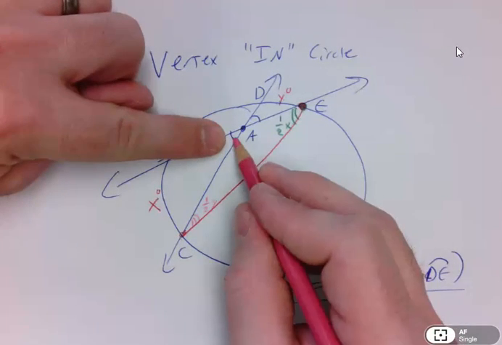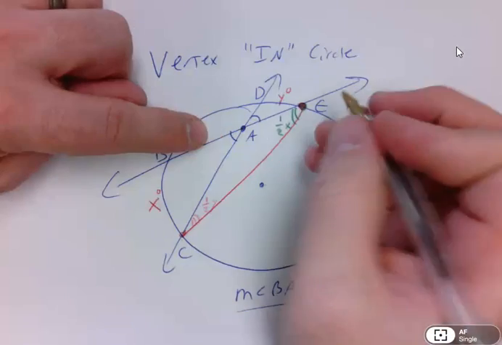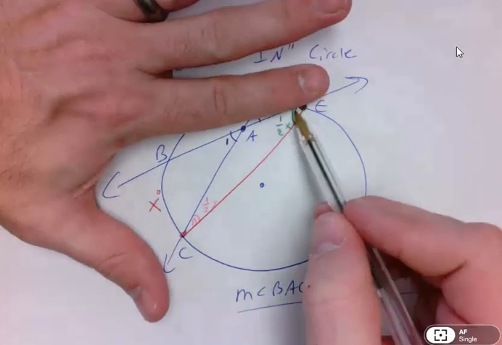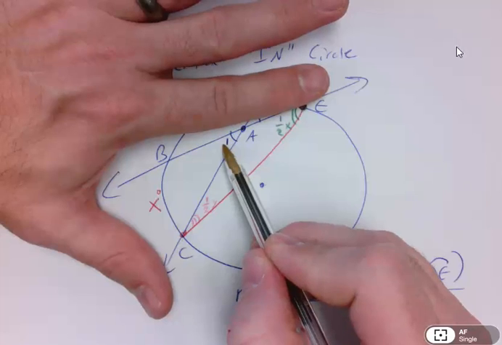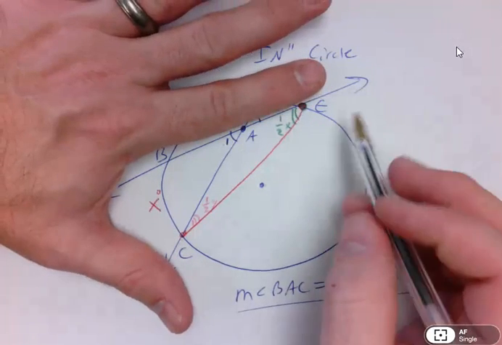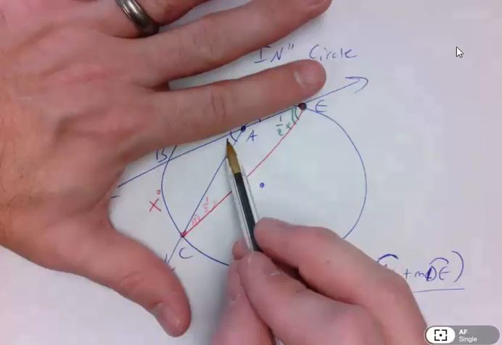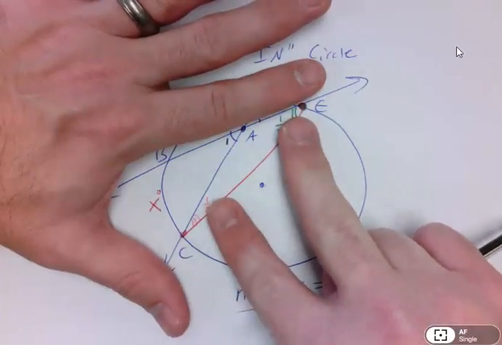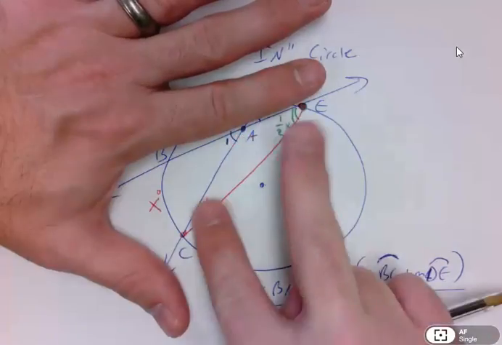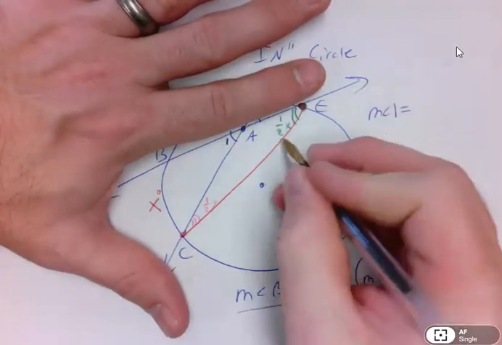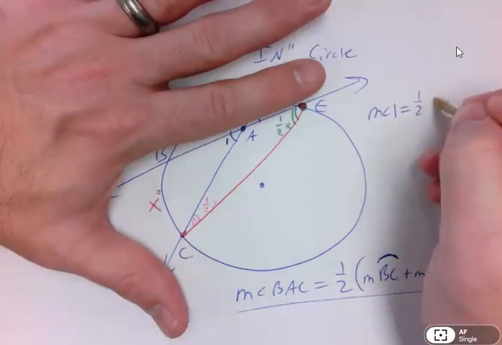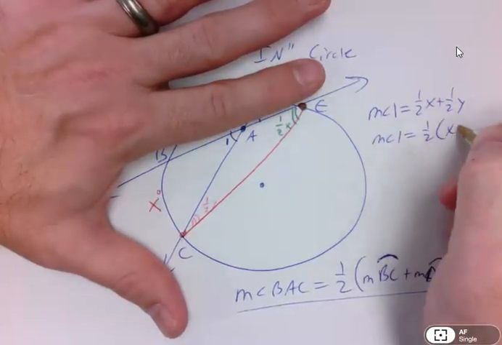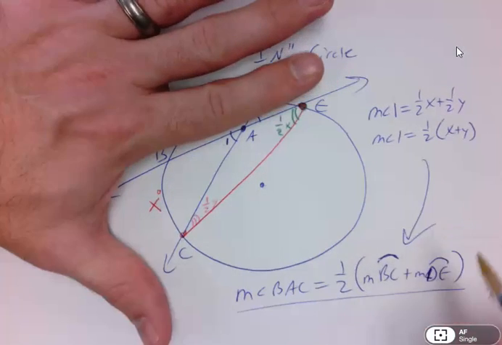Look at this angle here. Let's just call it angle 1, just to make it a little easier. If you look carefully at the triangle, angle 1 is an exterior angle. We learned a long time ago, like chapter 2 or something, maybe 3, that an exterior angle is equal to the sum of the two interior angles that it's not adjacent to. So the measure of angle 1 is 1/2 X plus 1/2 Y. Well, pull out the 1/2, and you have X plus Y, which is exactly the two arcs, which is exactly the formula we have here.